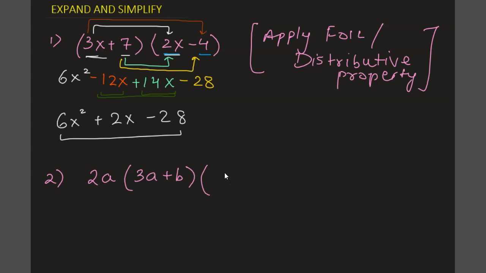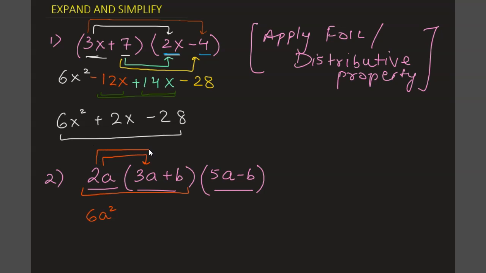2a(3a + b)(5a - b). Now in this case, we have three things to multiply, 1, 2, and 3. When we multiply the first two terms together, the answer from the first two terms will then be multiplied with the third one. Let's see how this looks. So first we would multiply 2a with 3a, and we get 2 times 3 is 6. A times a is a squared because they are like terms. So we can multiply a with a as they are similar variables.